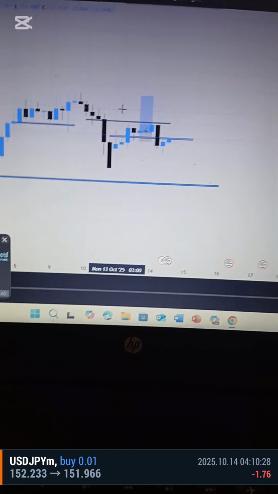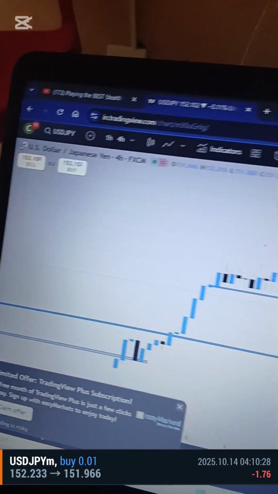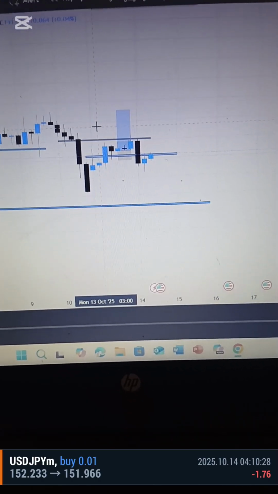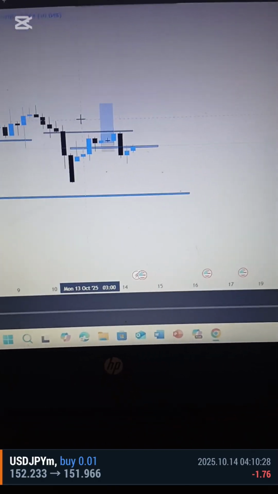So yeah, that's it. This is USDJPY. Took the trade. I'll put a screenshot of my MT5 here, and then that's it.